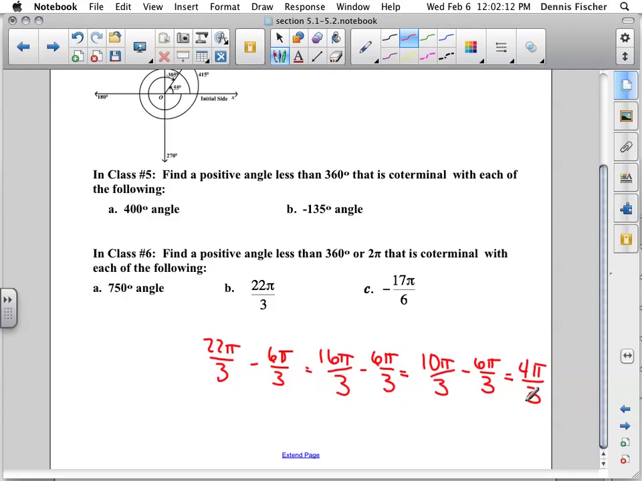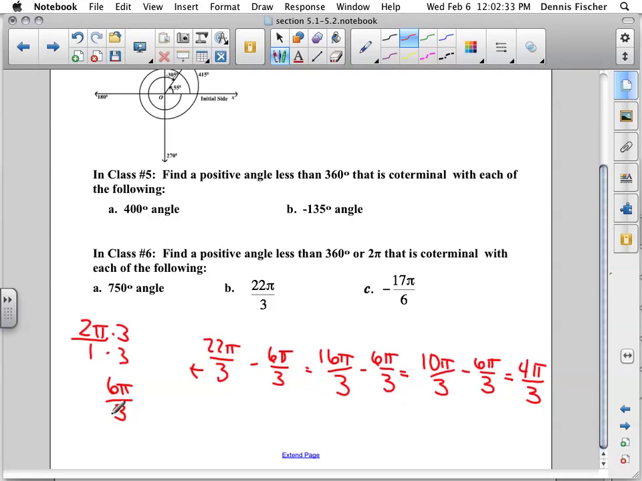Where'd you get the 6 pi over 3? 6 pi over 3, I wanted to get the common denominator. I started off with 2 pi, I knew I had to subtract or add 2 pi, correct? So I write 2 pi over 1, and the common denominator would be 3. So I multiply top and bottom by 3, so I get 6 pi over 3. Oh, okay. That's where I get that from.